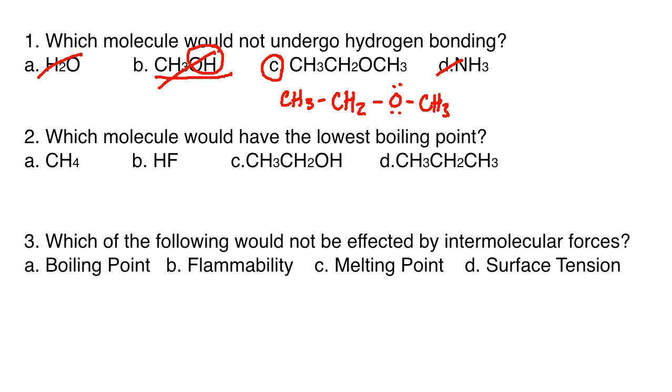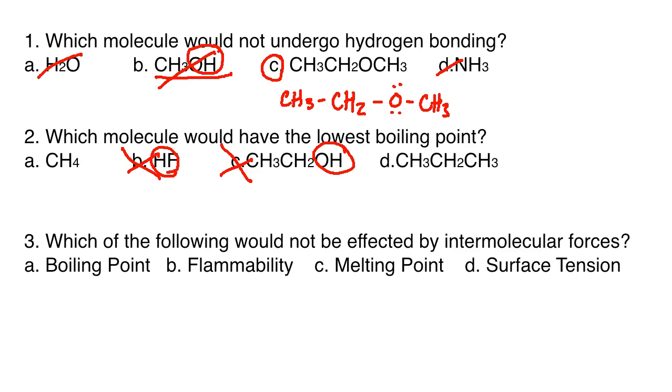All right, number two, which molecule would have the lowest boiling point? So we have methane, hydrofluoric acid, ethanol, and propane. So of the bunch here, two of these hopefully were easier to eliminate than others, and the two that I'm looking for would be the hydrofluoric acid and the ethanol. And that's because both of these would undergo hydrogen bonding. As we just discussed in the question above, alcohols, and fluorine also falls into that category because of its electronegativity value. Those are both going to have hydrogen bonding present.